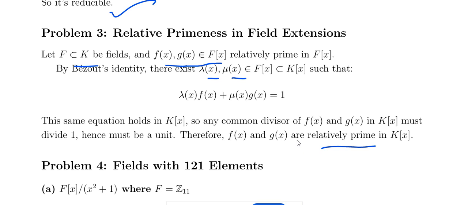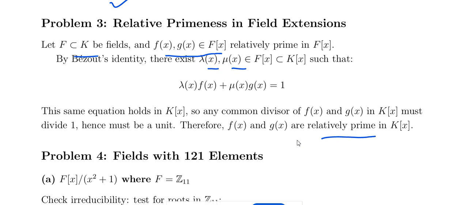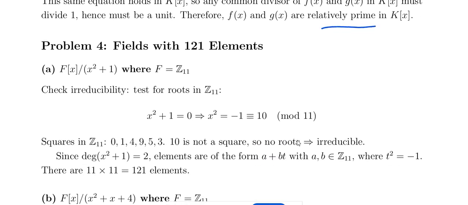So that means, F is a subset of K, the field, and f of x, g of x are relatively prime in F of x, and there exists the Bezout identity, that is lambda f plus mu g equal to 1. So this equation is true in K of x. Any common divisor of f of x and g of x in K of x must divide 1, so that must be a unit. Therefore f of x, g of x are relatively prime in K of x also. So that is the field extension, relative primeness extension to K of x.